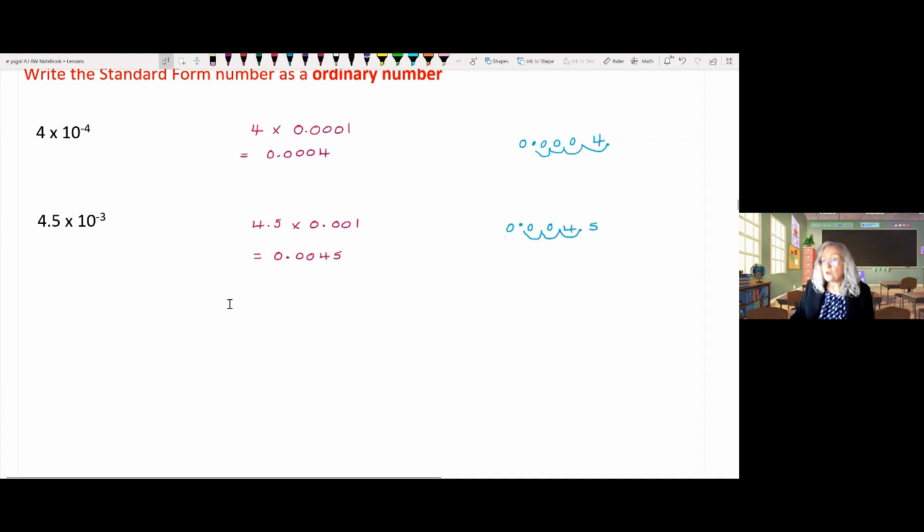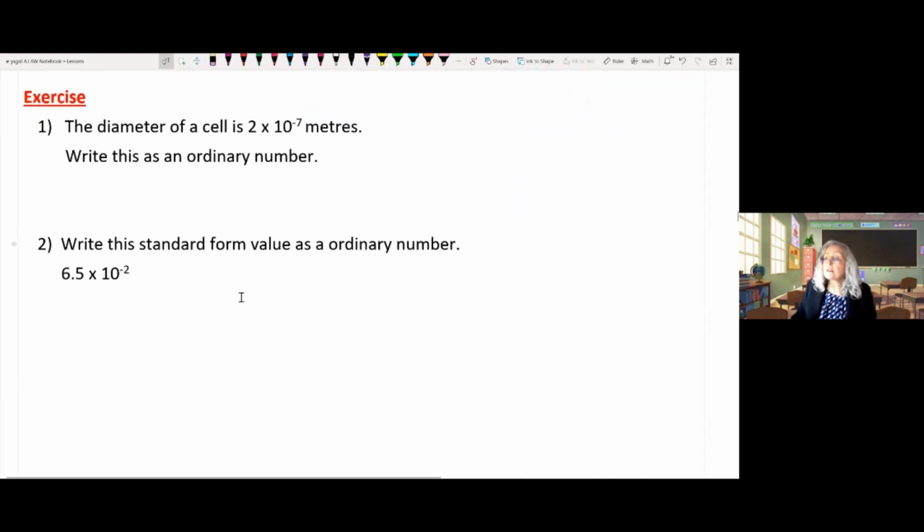Okay, so I have a couple of those for you to have a go at now. So there are 2 here. So if you could please pause the presentation and then start the presentation back up again to see if you've got the answers right. Okay, let's have a look at these.